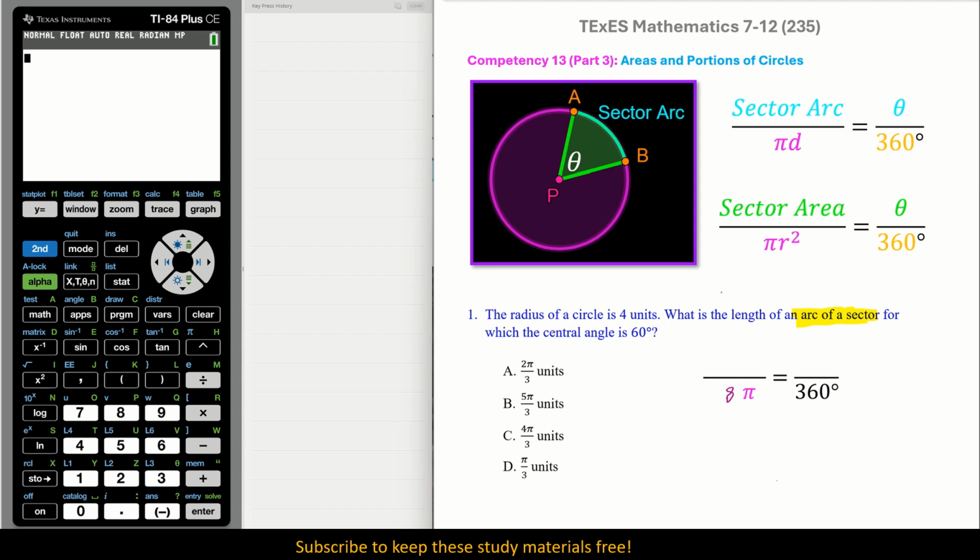Same thing with the area of the sector. Sector area, I have that in green, so it's color coded. The entire area is your total. So the area of the sector out of the area of the entire circle is equal to theta out of 360, whatever theta is. That's a nice proportion.